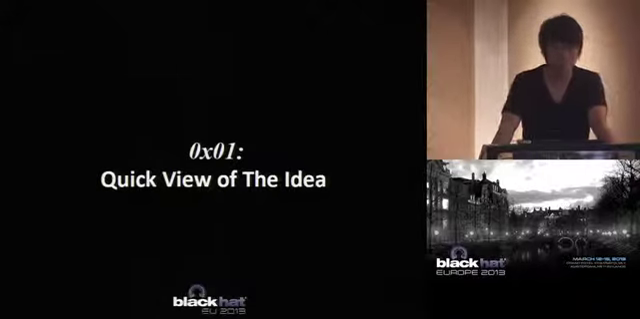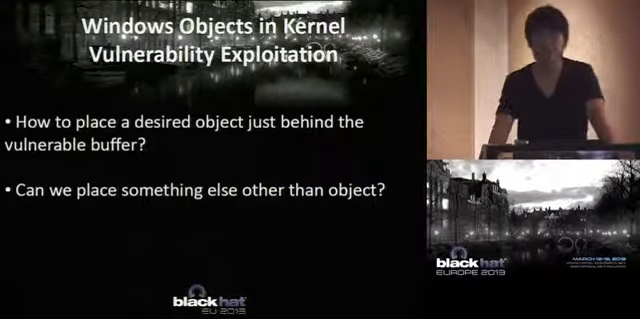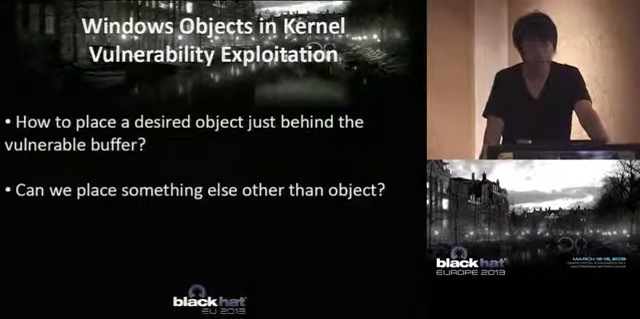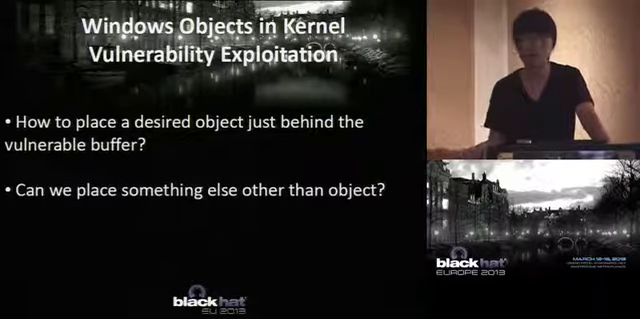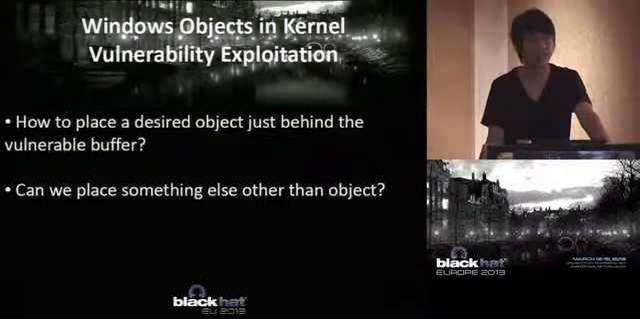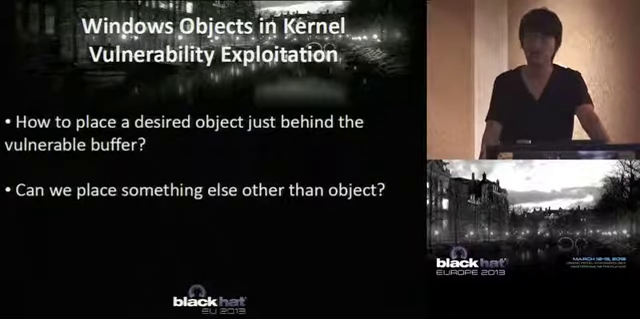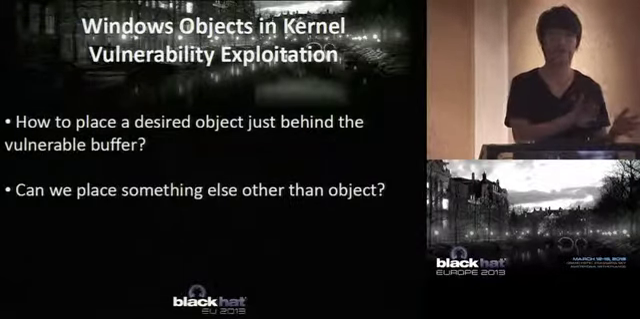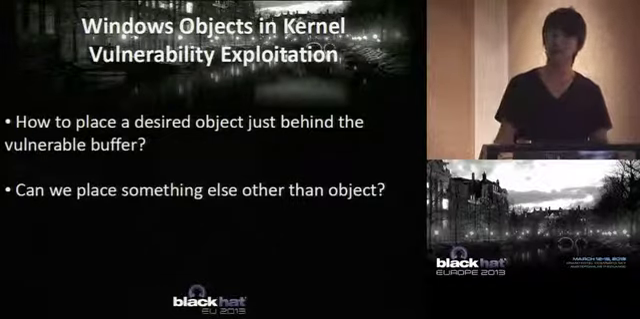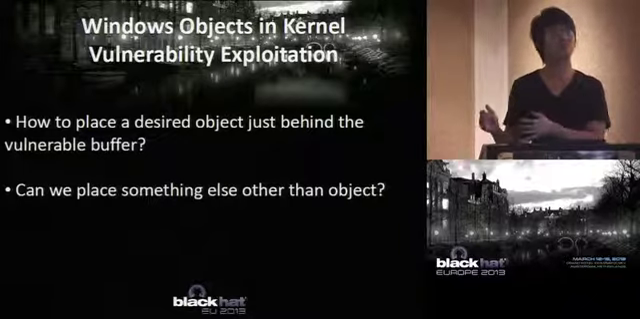So let's go into part one, the quick view of the idea. Matt's paper, Windows Objects in Kernel Vulnerability Exploitation, gave me lots of help to understand the relationship between kernel objects and their exploitation, and left something for me to think about. How can we place a desired object just behind the vulnerable buffer? Can we place something other than an object just behind the vulnerable buffer?